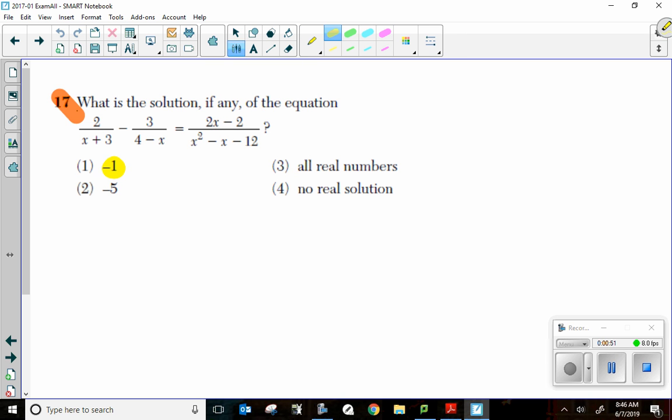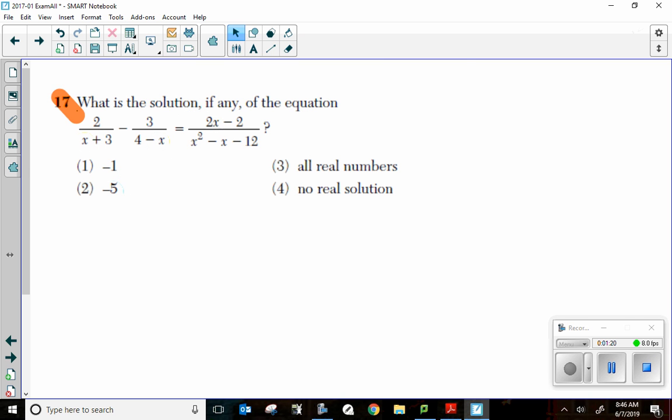So I can try -1. I need to put a -1 in for the x here. Every single x, I put a -1. If they're equal, then that's your answer. If they're not, you try the next one. You try 5, -5. Put it in for all your x's. If they're equal, that's the answer. If none of them work, obviously all real numbers would not work. So your answer would be no real solution. That's if you didn't know how to do this algebraically.